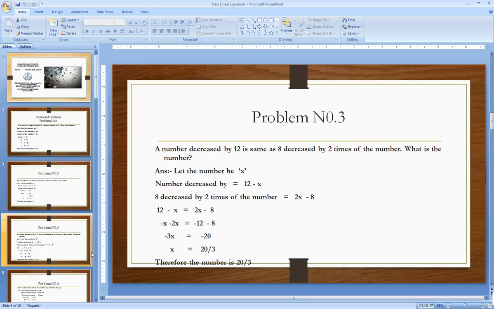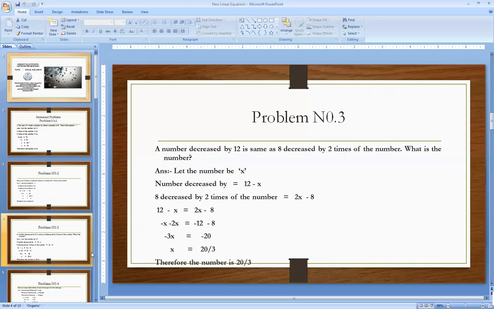So one of the numbers is decreased by 12. That number is decreased by what number? It is by 12. In the same manner, 8 is decreased by 2 times of the number. This number 8 is decreased by what number? It is with the help of 2 times of the number. Therefore, what is the number? So let us assume the number to be x.